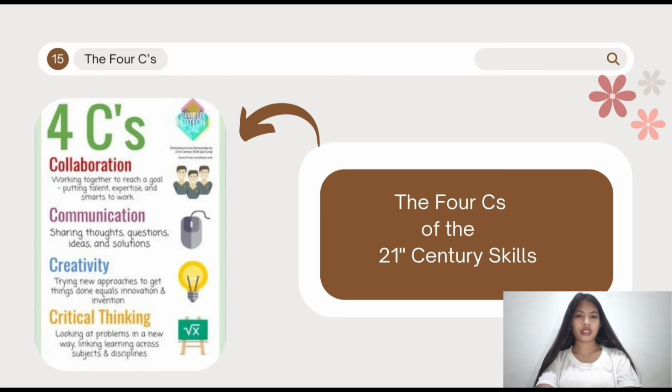The third one is creativity: thinking outside the box, generating new ideas, and finding innovative solutions to problems. And lastly, critical thinking: analyzing information, evaluating evidence, and forming judgments based on reason and logic. These skills are increasingly important in today's rapidly changing world where individuals need to be able to adapt and thrive in a complex and interconnected environment.